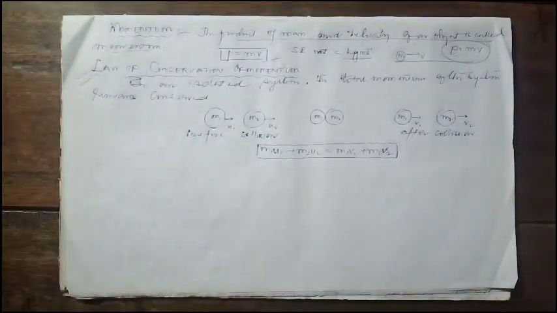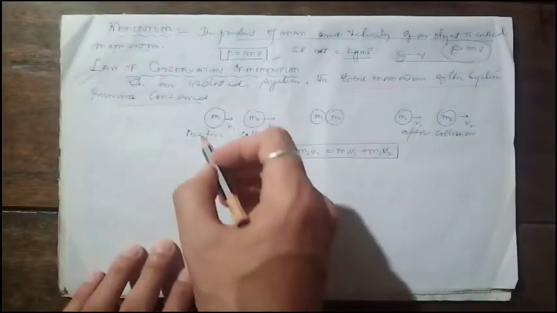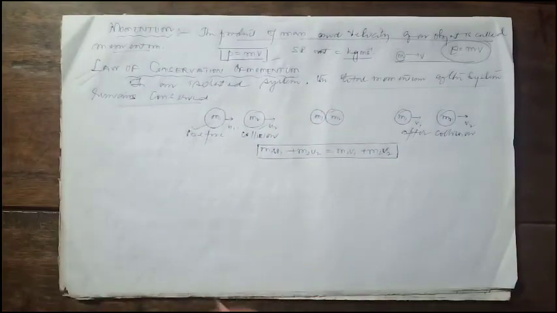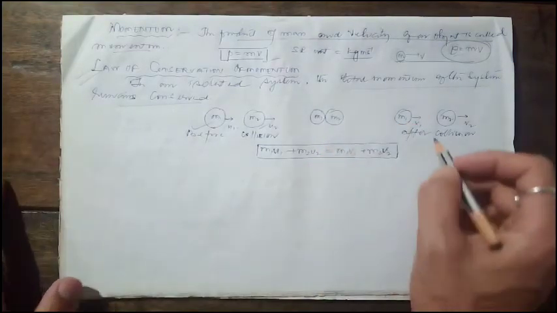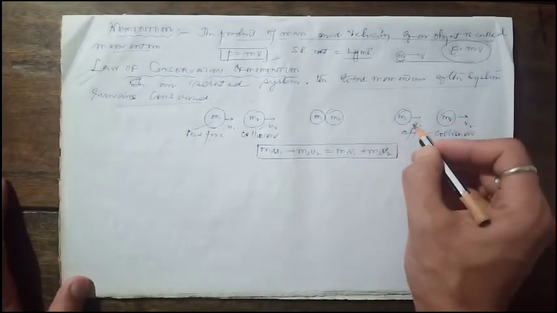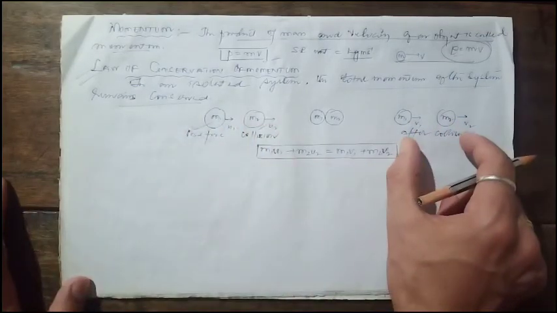Now next, students, the law of conservation of momentum. What does this law say? In an isolated system, the total momentum of the system remains conserved. Now here we have a system of two bodies. The first body's mass is m1, the second body's mass is m2, and both bodies were moving with velocities u1 and u2 initially, before collision. Now they collide and get separated, and after the collision they start moving at different velocities. So this is the situation before collision and this is the situation after collision.